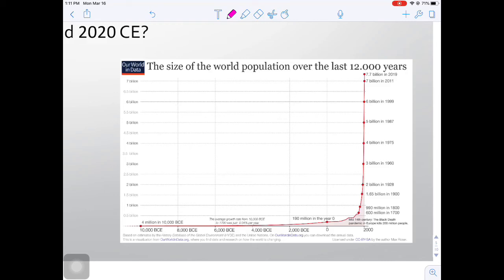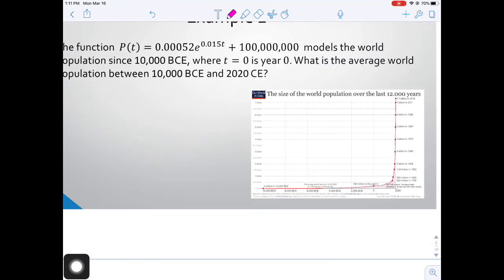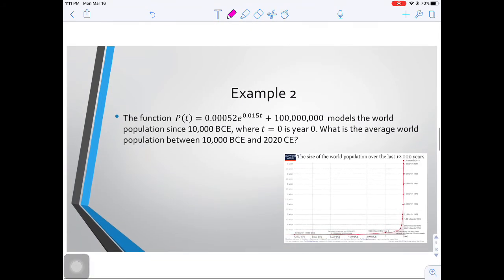What that means is, if you were to pick a random time anywhere along here, what would you expect the population to be? Now, we know the population has taken off. This is clearly a fairly exponential growth curve. So what we're going to model it with is this function. The function p of t, which is 0.00052 e to the 0.015 t plus 100 million, models the world population since 10,000 BCE, where t equals 0 represents year 0. What is the average world population between 10,000 BCE and today, 2020 CE?